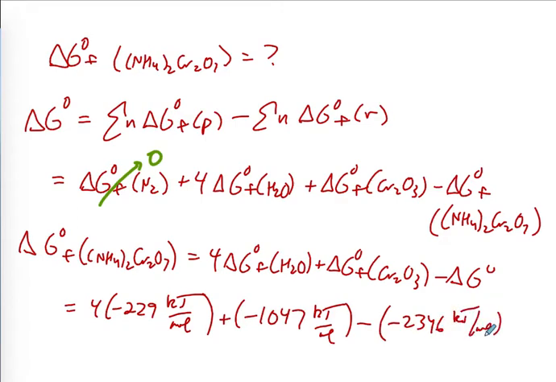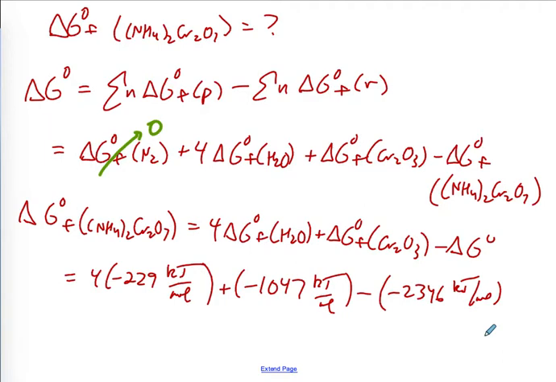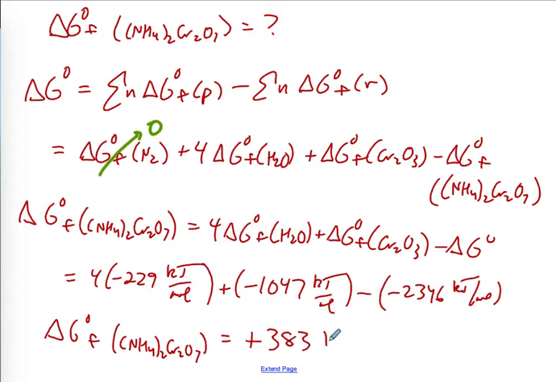And that gives me, for my final result, the standard free energy of formation of ammonium dichromate as positive 383 kilojoules per mole. And the fact that the standard free energy of formation of this compound is positive means that the formation of 1 mole of this compound from its elements in their standard states is not spontaneous. It's an unstable compound.